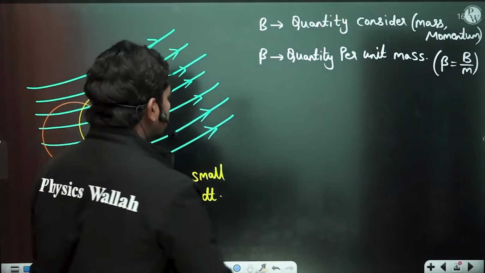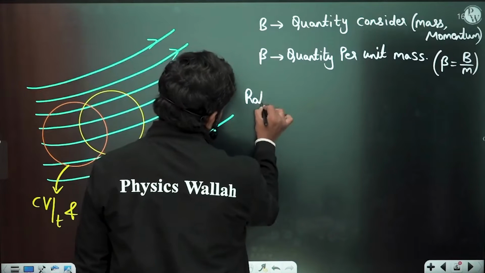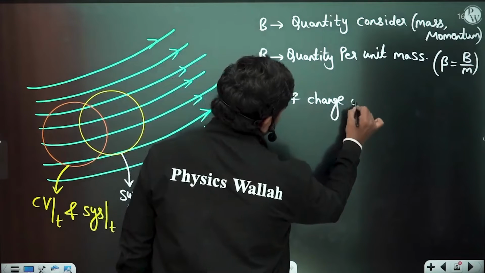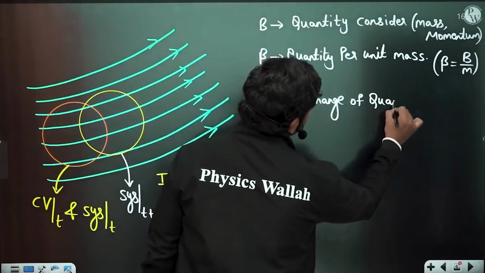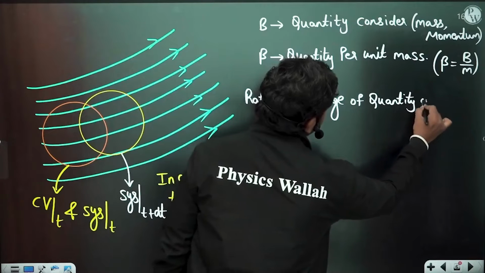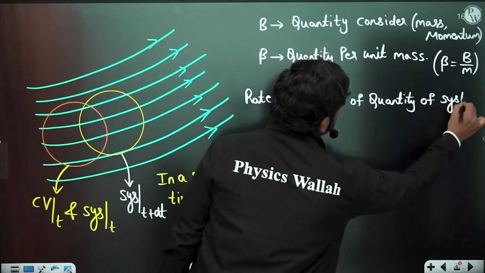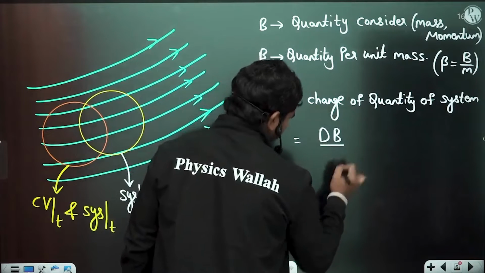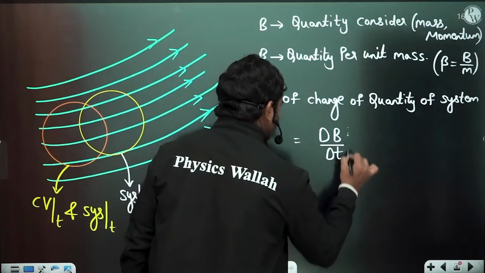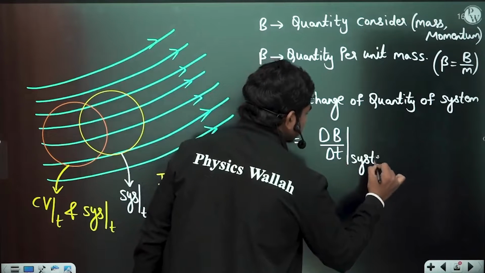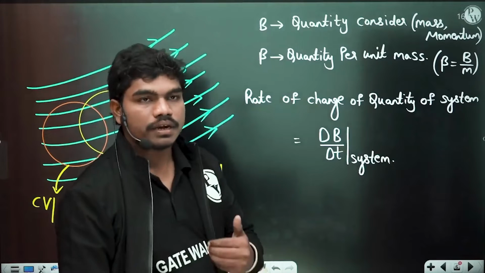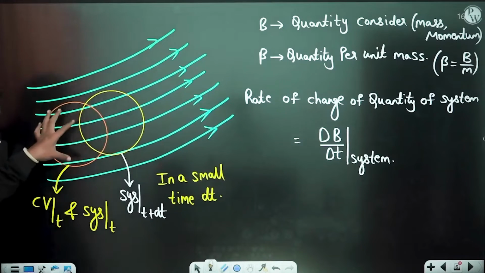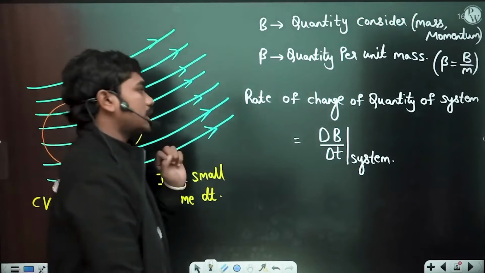Now if you see, the rate of change of quantity of a system is equal to dB by dt of the system, correct? So this is dB by dt of the system. Now let us try to identify how this is connected to the rate of change of quantity within the control volume. Let us focus our attention on this.